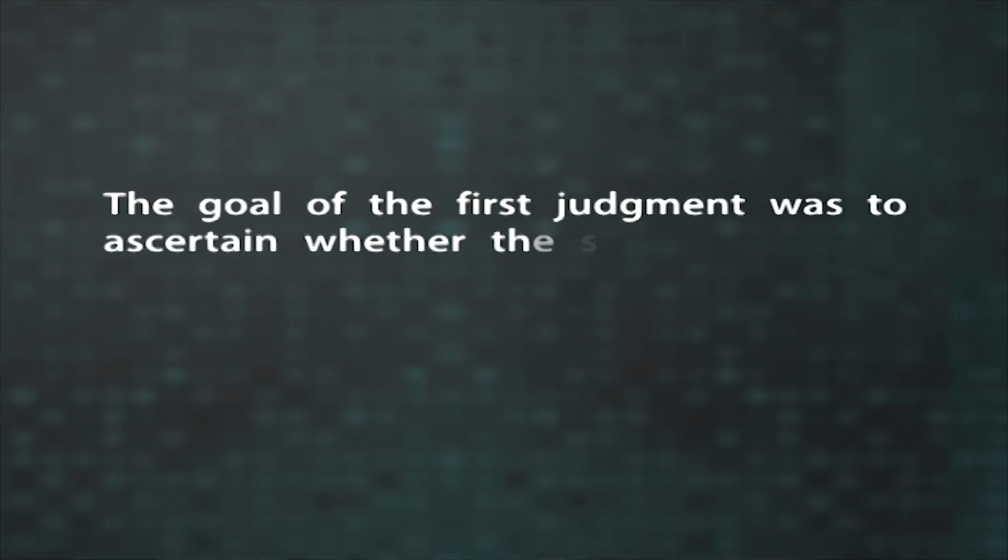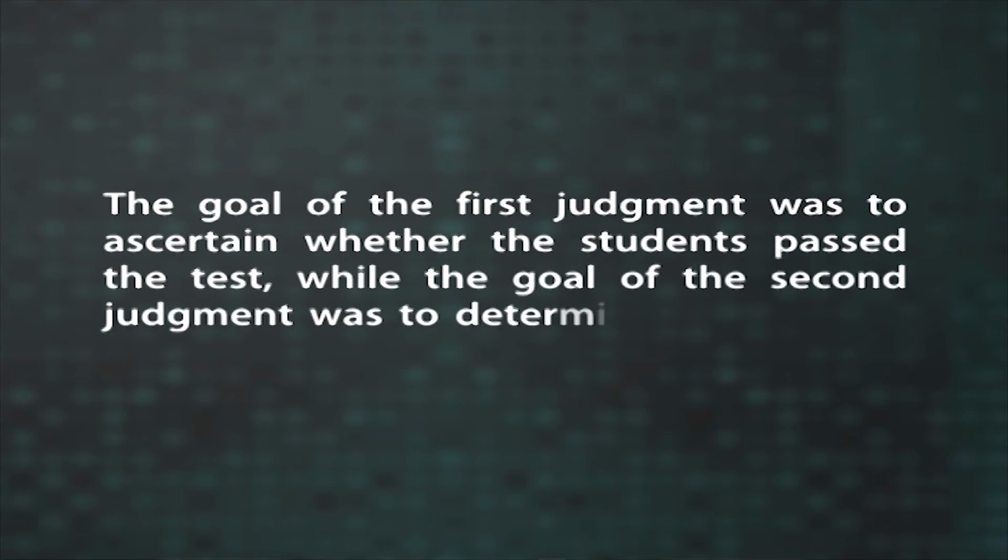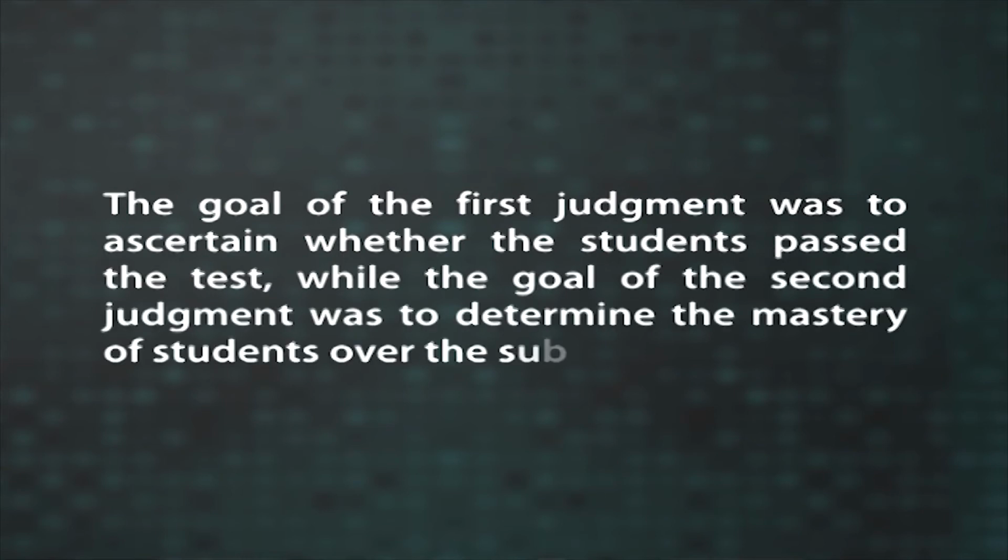The goal of the first judgment was to ascertain whether the students passed the test, while the goal of the second judgment was to determine the mastery of students over the subject. We have already learned that evaluation is the process in which value is assigned to a measurement on the basis of certain predetermined and specific goals. Such specific goals that give direction to evaluation are called instructional objectives.